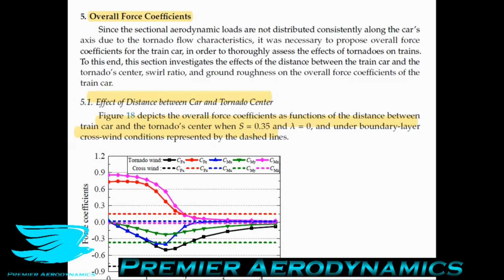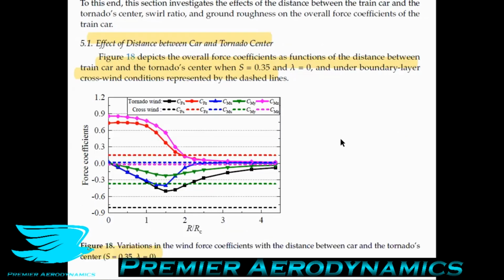Now, let's look at the overall forces of a tornado on a train. So in figure 18, we have the effects of the train with different distances of the tornado from the train on the different forces. So we have the X force, Z force, and different moments. Let's go through these. And they're also at a swirl ratio of 0.35.